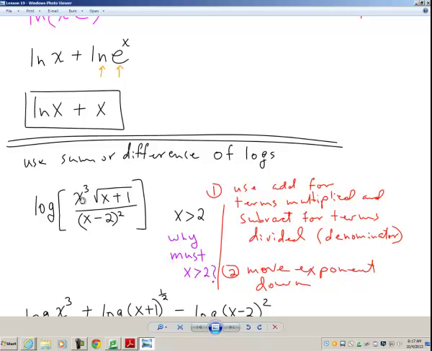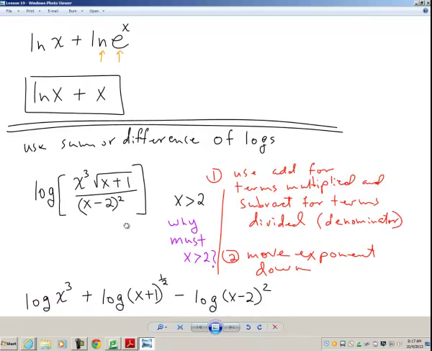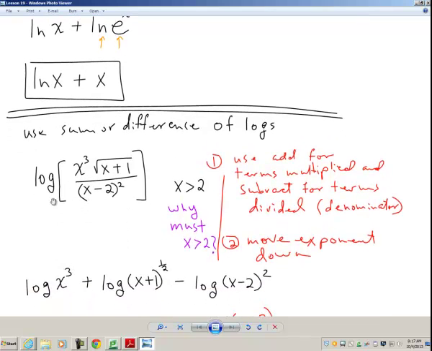So first thing we do is we go ahead and we look at this as a times b over c. So this would be log, and what base is this down here? 10, right? When there's no base, it's automatically base 10. So this would be log x cubed base 10 plus, and then here we change the radical to 1/2 power. So this is x plus 1, close parentheses to the 1/2 power, base 10. Minus, because this is in the denominator, log x minus 2 squared.